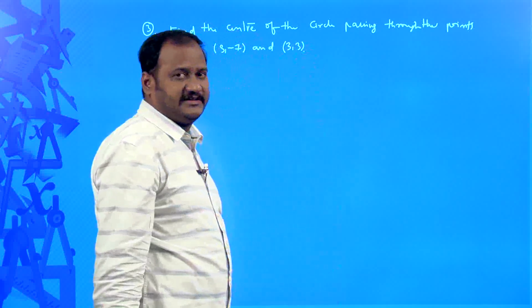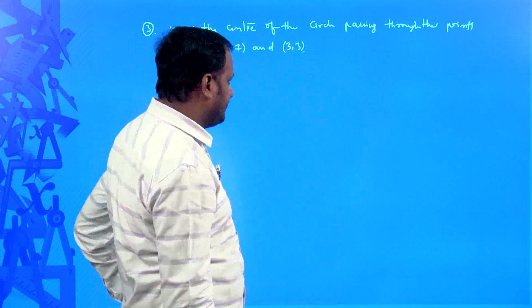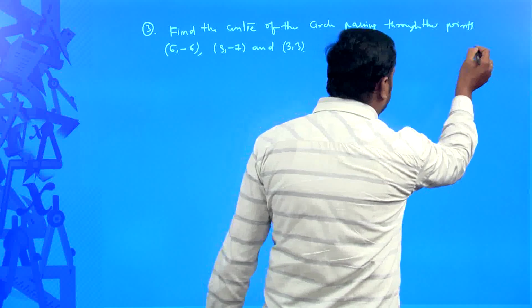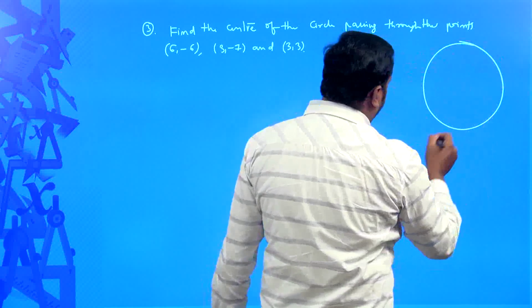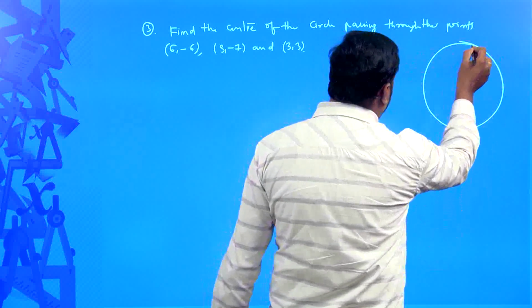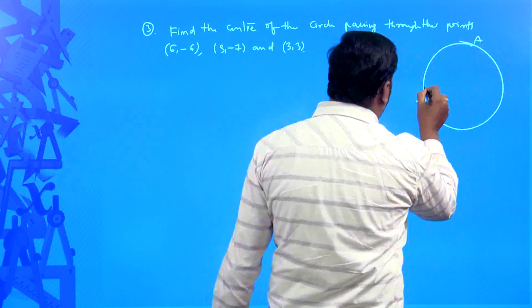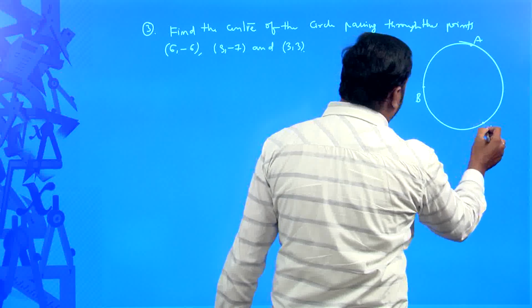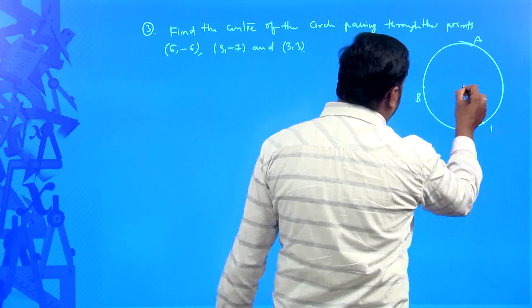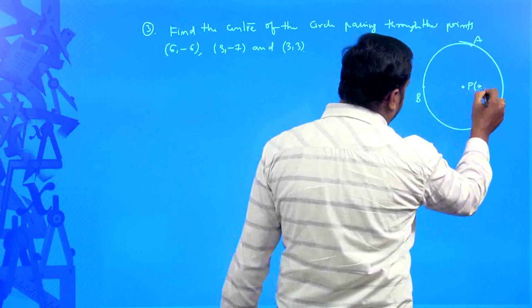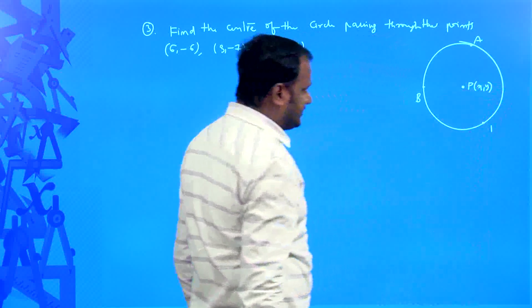In order to find the center of the circle passing through these 3 points, you will have to draw one circle. So this is a circle passing through 3 points. For example, this is the first point A, this is the second point B, and let it be the third point C, and we are going to find the center of the circle. We do not know the center, so let P(x, y) be the center of the circle.